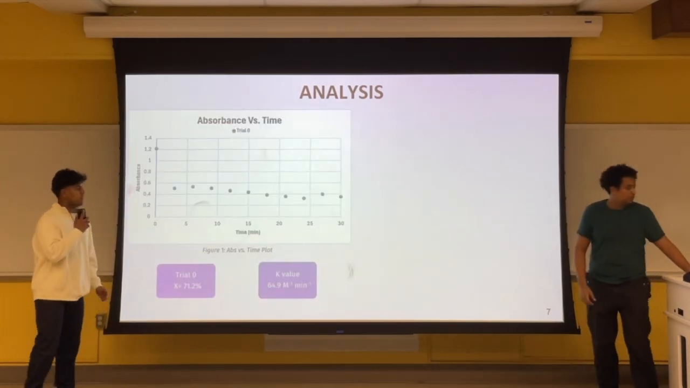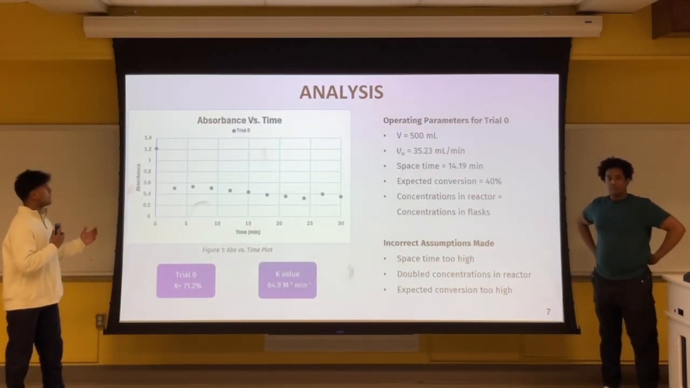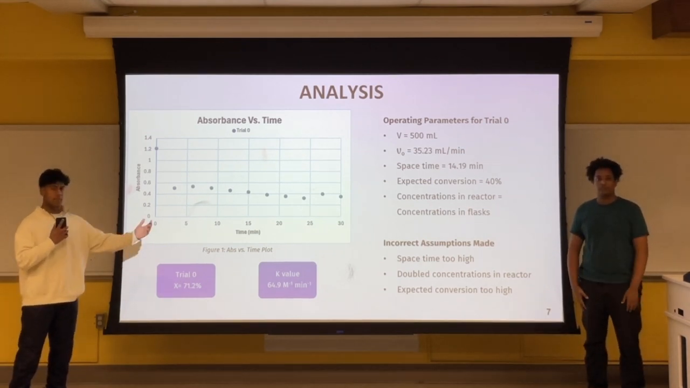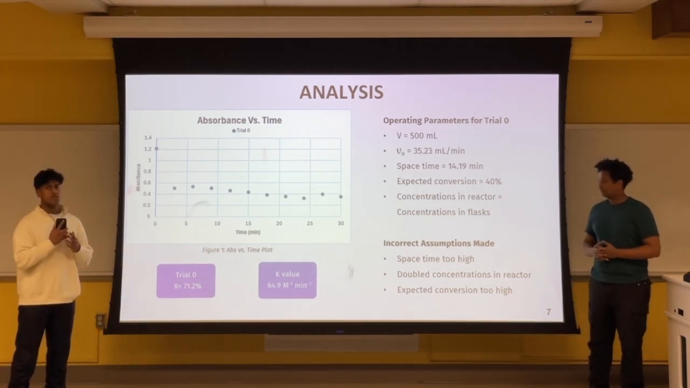Thank you, Matthew. Now I'll be going over the results section for our lab experiment. So quickly want to go over trial 0. Trial 0 had different operating parameters from what Matthew just explained to us. We were able to learn from trial 0, revise our parameters, and get the 5 successful trials.